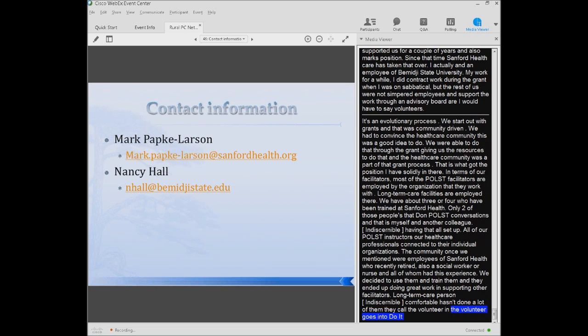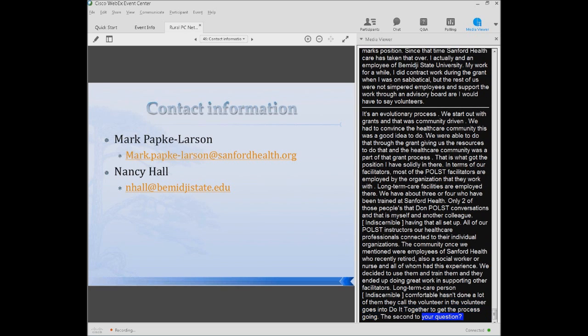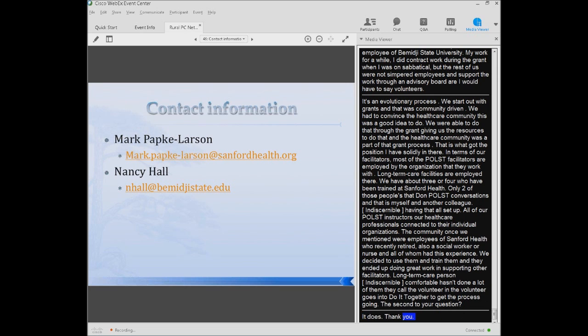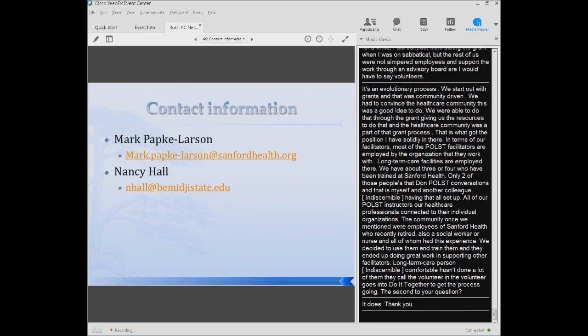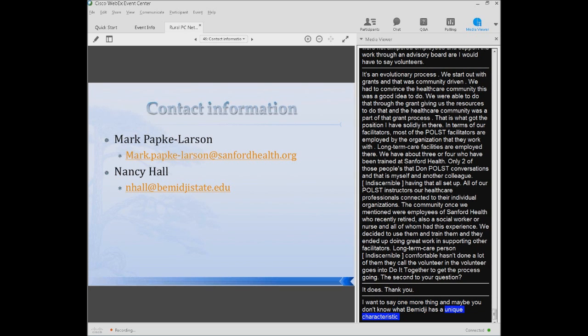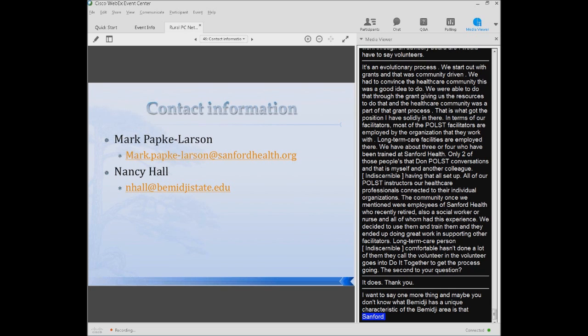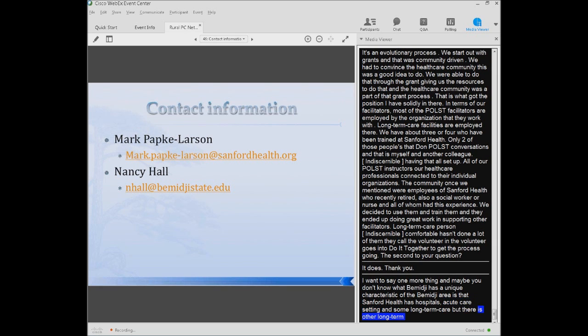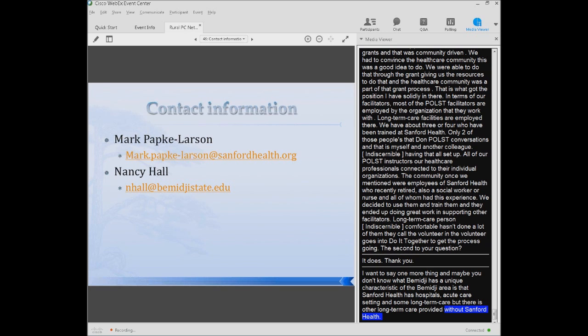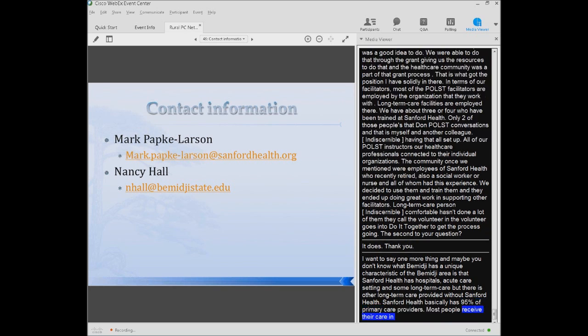It does. Thank you. I just want to say one more thing, because maybe you don't know Bemidji, but a unique characteristic of the Bemidji area is that Sanford Health has the hospital, acute care setting. It has some of the long-term care, but there's other long-term care provided without Sanford Health. And Sanford Health basically has 95% of the primary care providers, so most people receive their care in some way through Sanford Health. So we're sort of connected in a way that may be different from other communities.